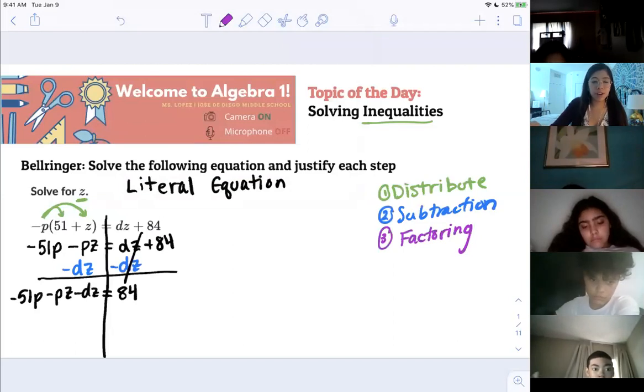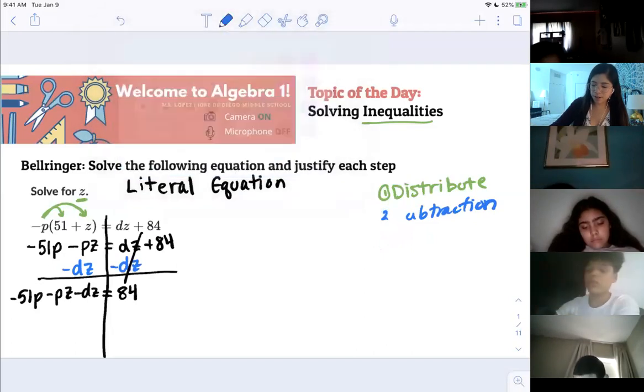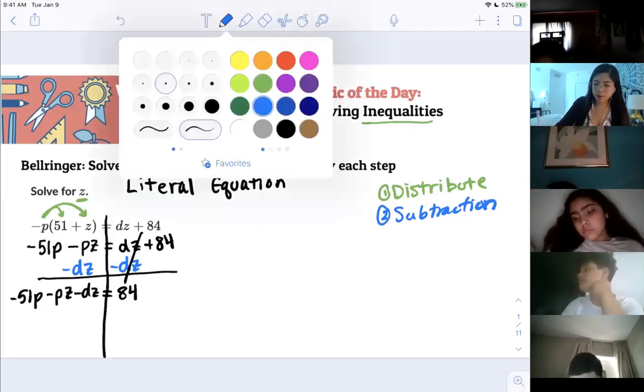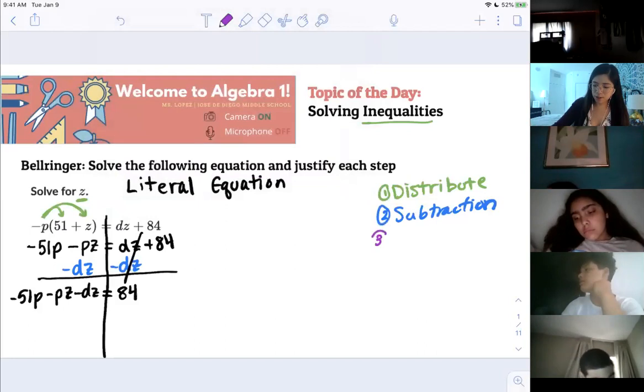However, now that I just noticed, before I factor, I actually want to do one thing first because I want the z's by themselves, but what else is there? The 51. Yeah, that 51p. We're going to do that first. That way we have all our z's alone. So how do I move the 51p to the opposite side? Add it to the other side. Good. We're going to add it.